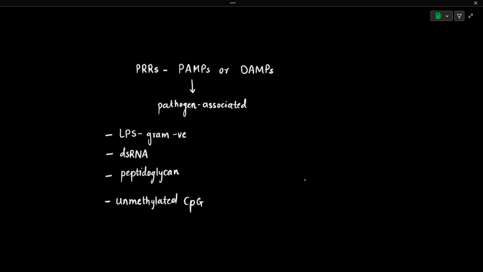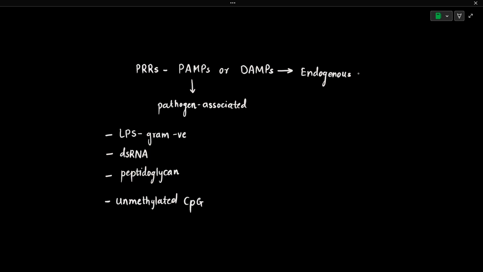But besides this, damage associated molecular patterns can also be recognized. These damage associated molecular patterns, DAMPs, unlike PAMPs, are endogenous, meaning they are found in host cells.